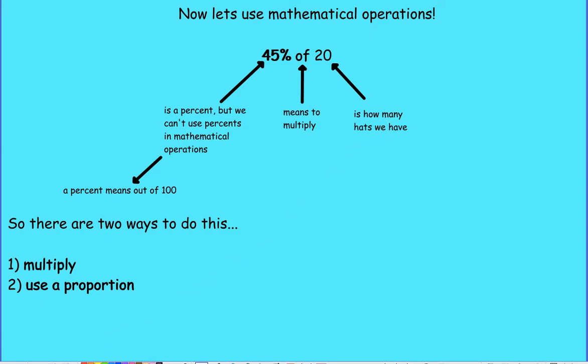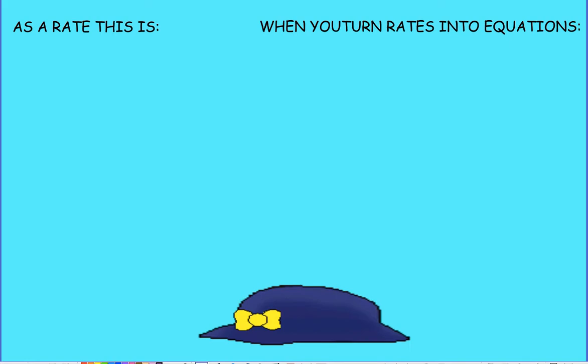Okay, so I'm actually going to skip ahead real quick, and I want you to think about this. As a rate, or as a ratio, I can even say, we know that there are 45 per 100.